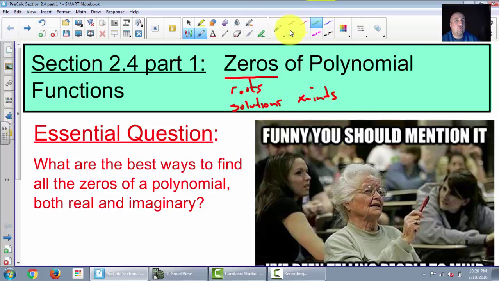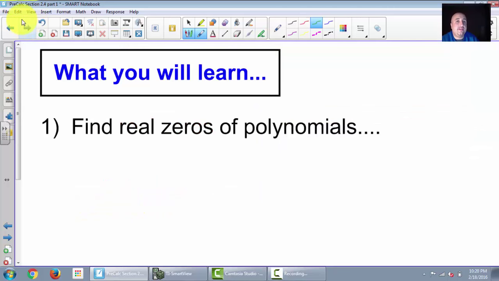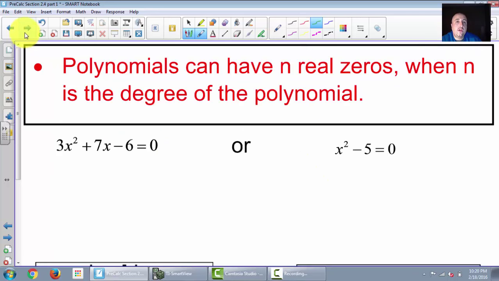All right, so our essential question, what we're trying to solve, is what are the best ways to find all zeros of a polynomial, both real and imaginary? Okay. In this particular video, all we're going to worry about is finding the real ones, the real numbers, no imaginary numbers. All right. So it says polynomials can have n real zeros when n is the degree of the polynomial. So each of these, the highest exponent is 2. So each of these can have 2 real zeros. 2 real zeros. Okay, so let's find them.